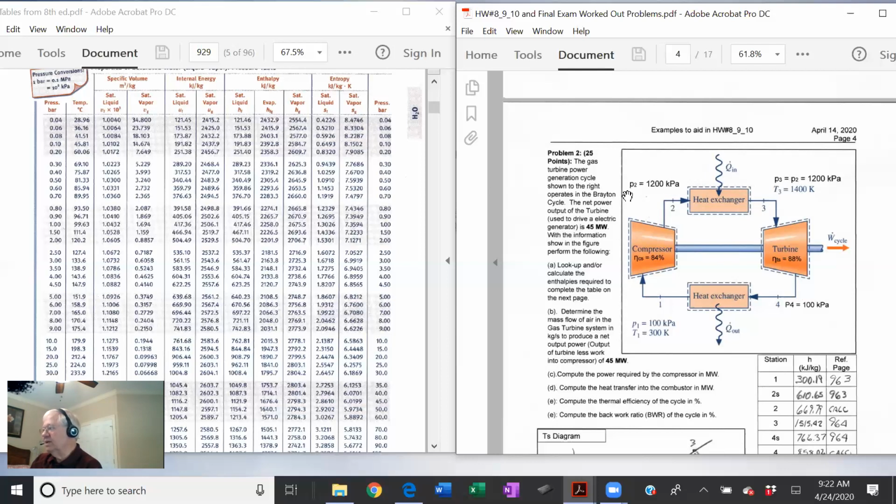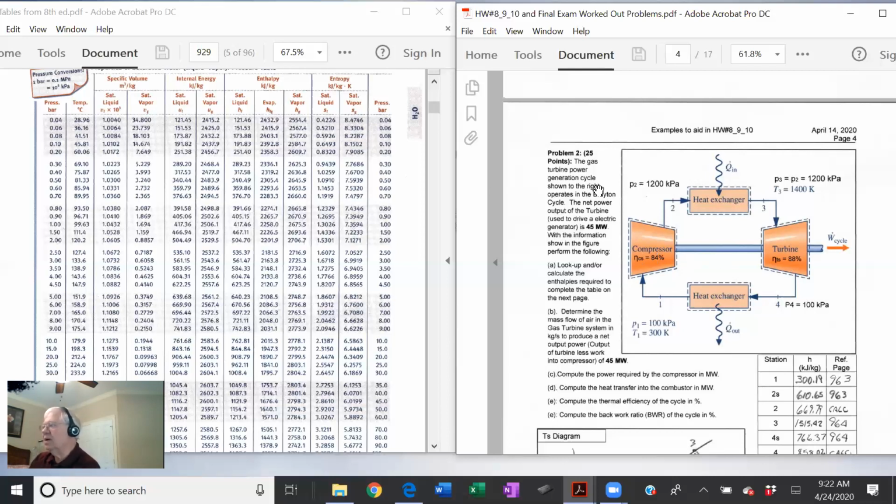Now, we don't know what T2 is, and I don't think we even have to calculate it. It's probably somewhere like 700 or 800 degrees K. We know T3 is 1400 K. We don't know what T4 is, but we know P4 is back down to the low pressure of 100 kilopascal, or 1 bar. Now, we do know the compressor isentropic efficiency is 84%, and the turbine efficiency is 88%.